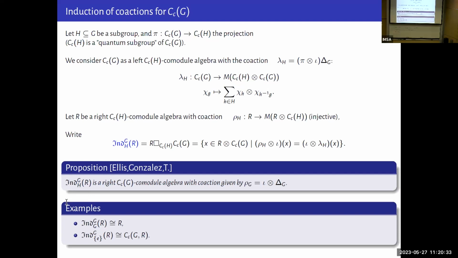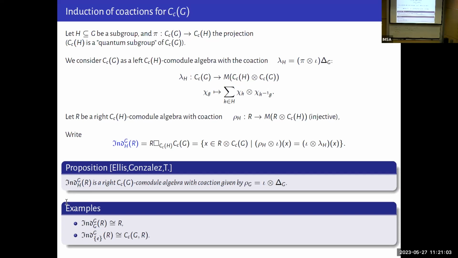And this results in an induced algebra. This is a right C_c(G) comodule algebra, and the coaction is given just by taking the comultiplication in this part of the tensor and the identity of R. So we can prove that this is in fact a comodule algebra over C_c(G). And the properties that this verifies are similar to the case of groups.